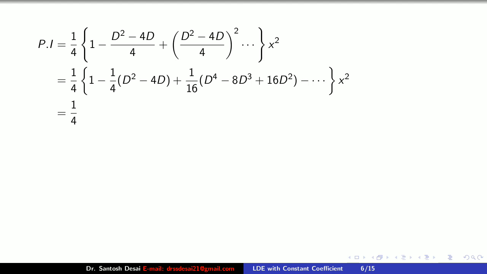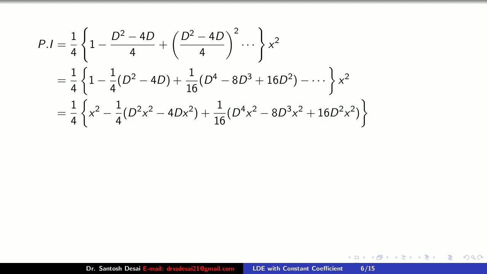So we get 1 by 4, 1 into x square, that is x square, minus 1 by 4 D square operated on x square minus 4D operated on x square plus 1 by 16 D raised to 4 into x square minus 8D cube into x square plus 16D square into x square. As we know, the symbolic operator D stands for derivative. So here D into x square stands for the derivative of x square, D square into x square stands for 2 times the derivative of x square. Similarly, D cube x square stands for 3 times the derivative of x square and so on.